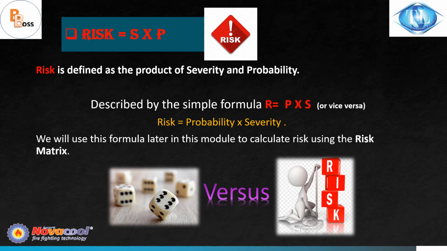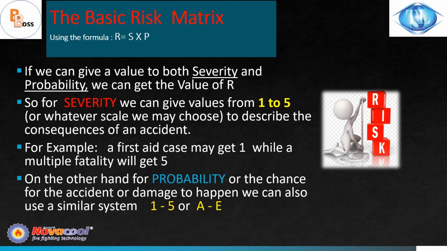And as we mentioned in one of the modules before, the word hazard is derived from the Arabic name of the dice used to gamble. We are gambling with our life. So how can we use the formula R equals S multiplied by P to evaluate the risk? Because we have only letters. But obviously, if I can give a value for S and another value for P, we can get a certain value for risk.